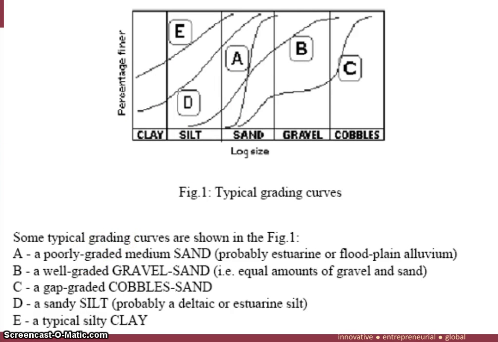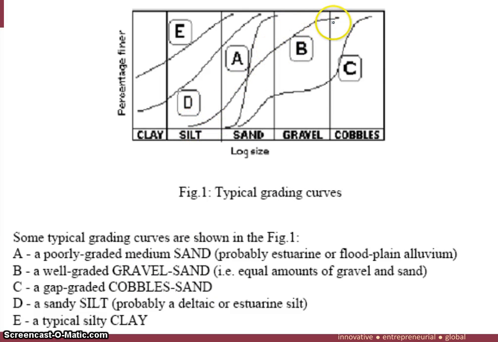So how does the well graded look like, and how does the gap graded look like? If C is gap graded, you have some of the soil in the cobbles, very small percent in the gravel, and you have some more in the sand. So you have a sand gap, it doesn't have much in the gravel, but you have cobbles, so it's a gap graded cobbles sand.